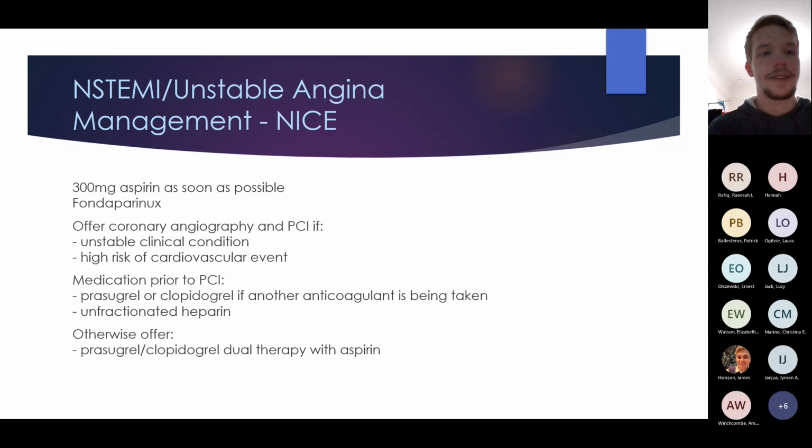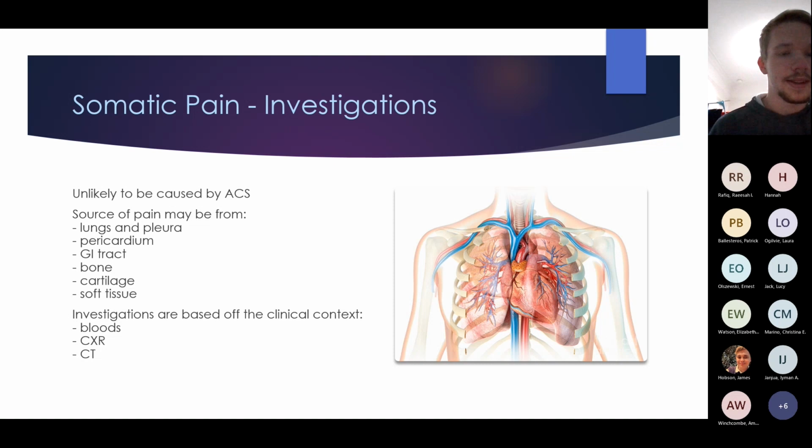And if like before, they don't think a PCI is required, they'd often still give dual antiplatelet therapy, to try and stop the recurrence of any clots and try and improve the long-term outcome of it. So that's sort of the cardiac pain side of things. So somatic pain.